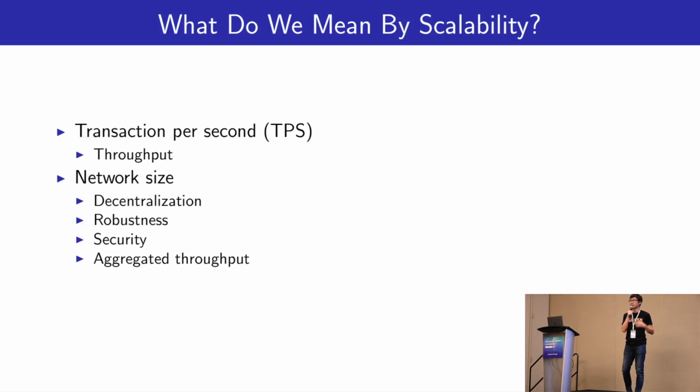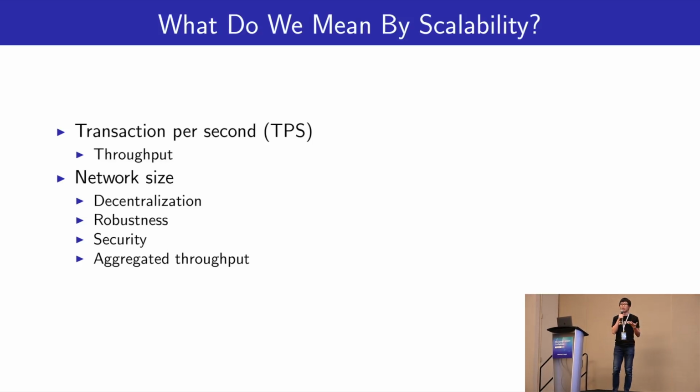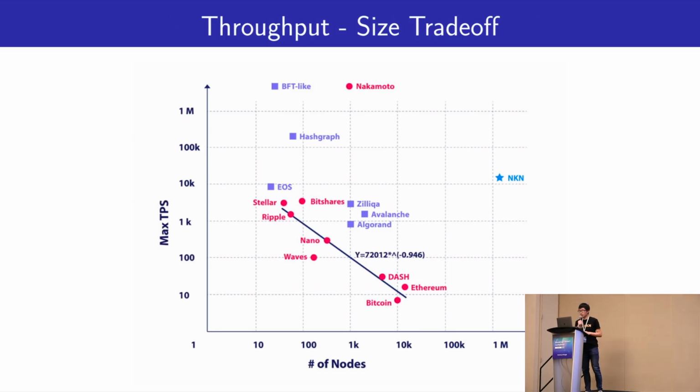And in some blockchains, such as NKN, which provides an off-chain data transmission network, it determines the aggregated output throughput of the whole network. So it is very important for a blockchain to be able to scale to a large network size in order to be reasonable in those properties. But if we look at the throughput and the network size for most blockchains and even DAG-based systems, we found that there is a throughput and network size trade-off.